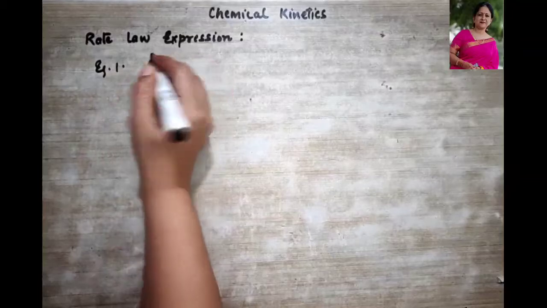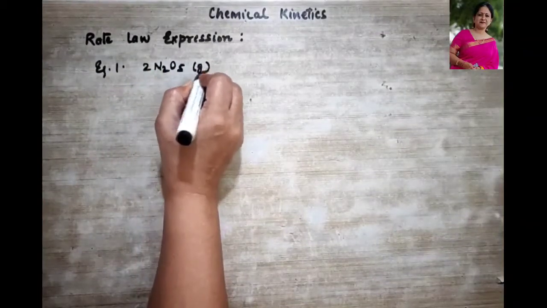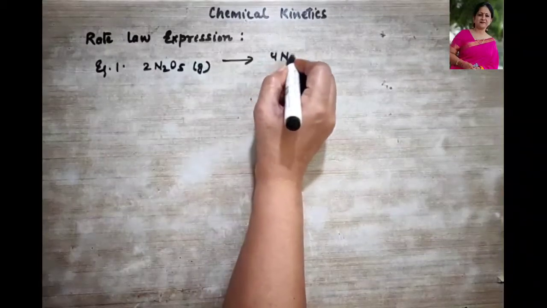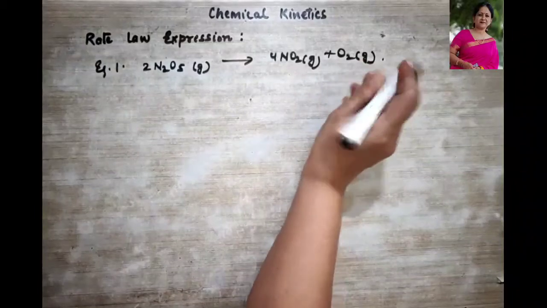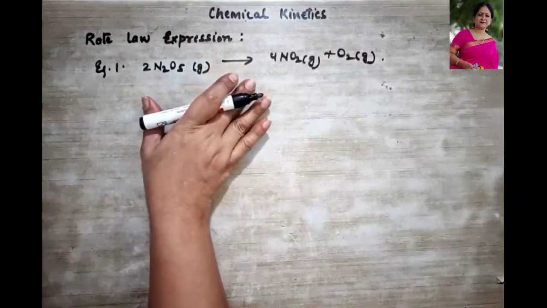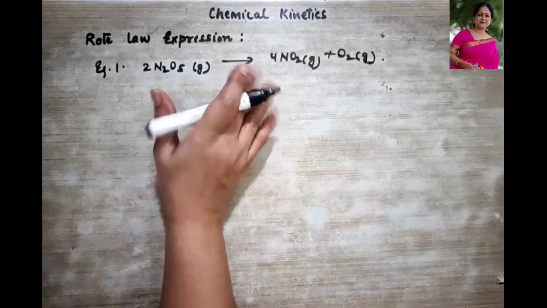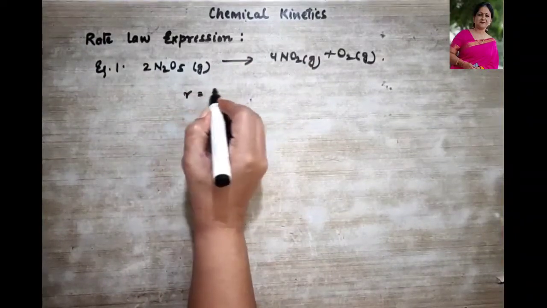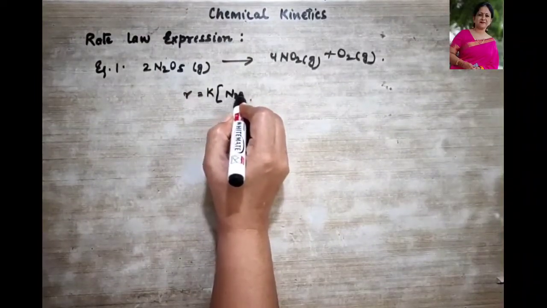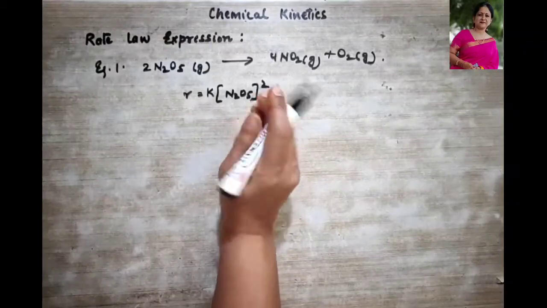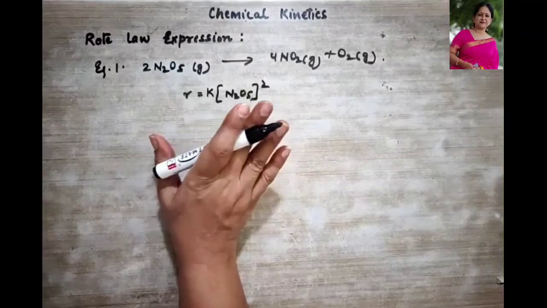Like example number 1, if we take 2N2O5, which is in the gaseous state, gives us 4NO2 in the gaseous state plus oxygen, right? So over here the rate expression according to the law of mass action will be what? It is R is equal to the rate constant, and then [N2O5]^2. Clear?